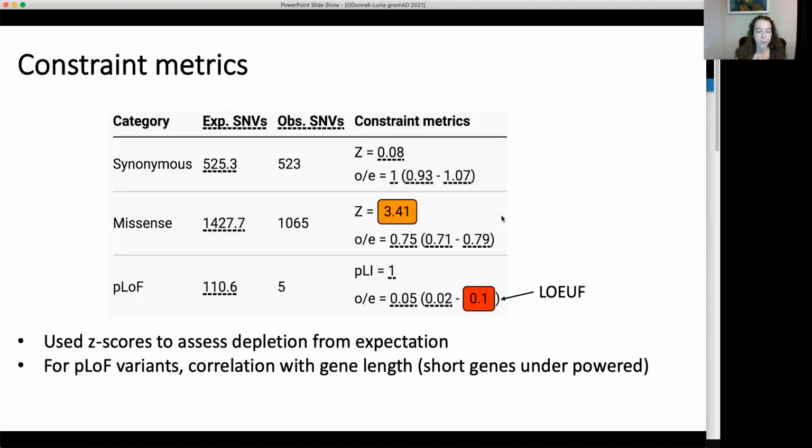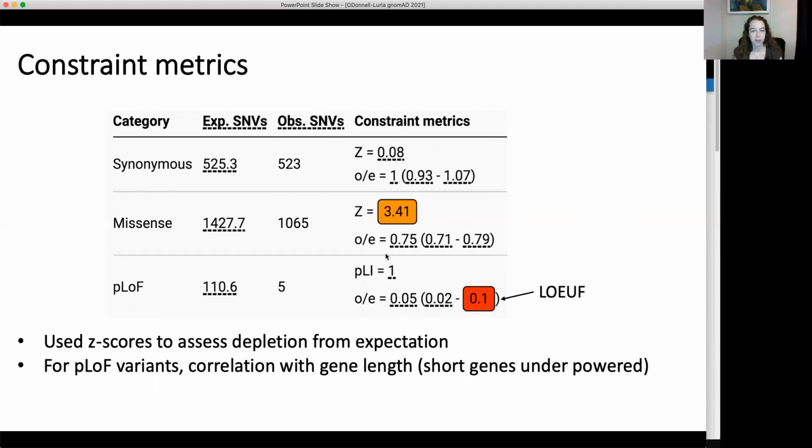And so how do we assess this depletion from expectation? The first thing that they did is they generated z-scores, so standard deviations from the mean of expectation. And you can see for synonymous, you see basically observed over expected just about what you expect. This is the 95% confidence interval on that. For missense variation, we do have an elevated z-score of 3.4, which we highlight yellow, meaning we think that's significant. We turn it yellow at 3.1 or 3.09. And you see about 75% of expected missense variants in this gene.